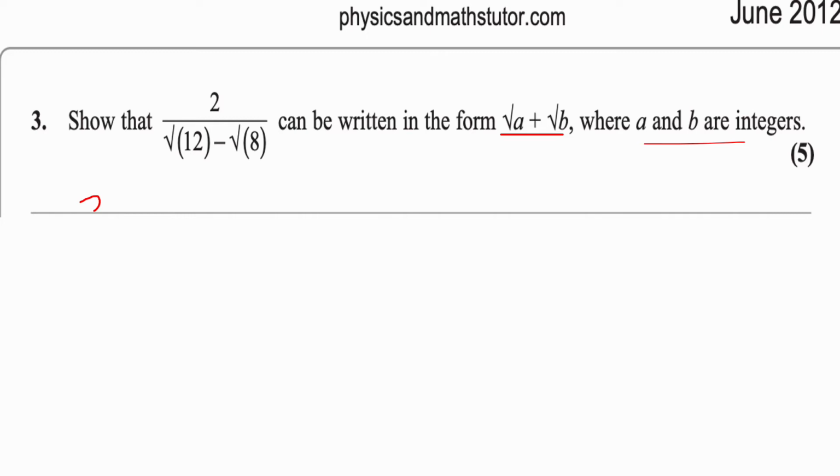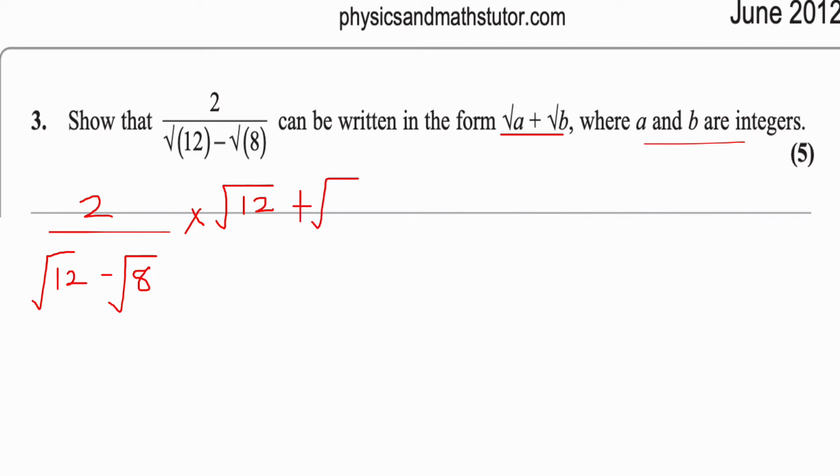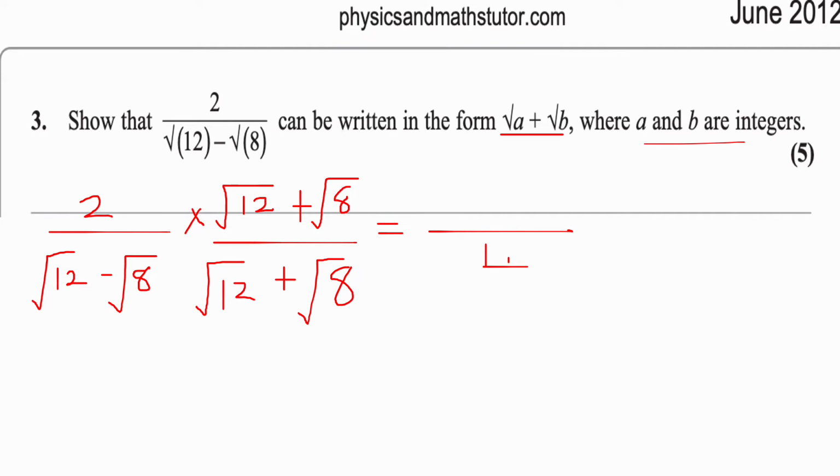So I'm going to multiply top and bottom by root 12 plus root 8. This is going to be slightly trickier and a bit more involved, because remember that I can simplify root 12 and root 8, but we will come to that in a second. By multiplying by its conjugate, I'm going to get an integer on the denominator of my fraction. So I'm going to get 12 take away 8, which is going to be 4. So that's obviously nice and easy.